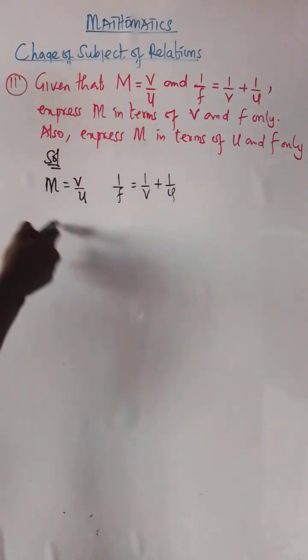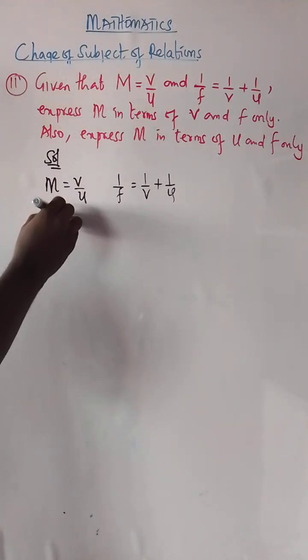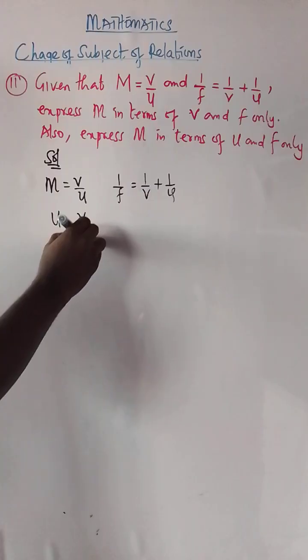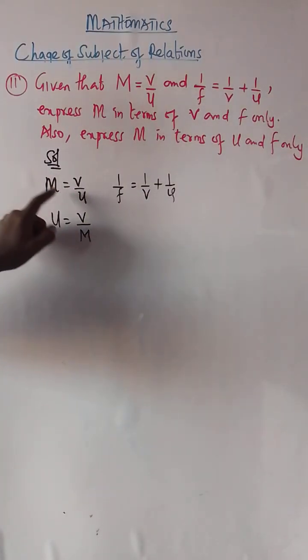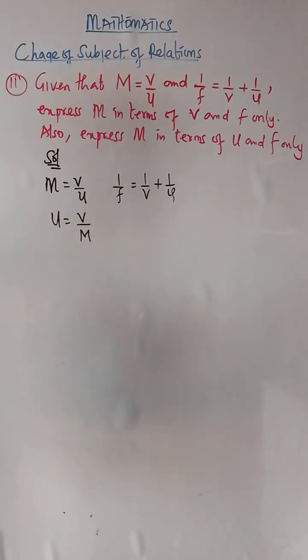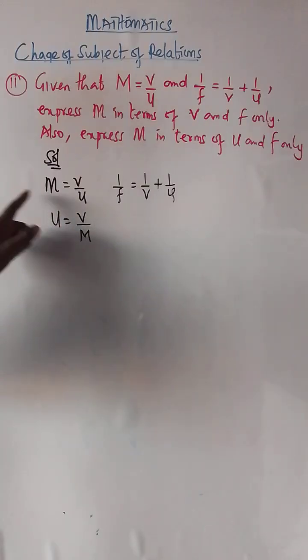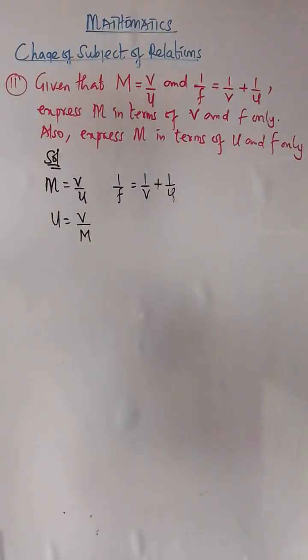So from here, if you make U the subject, U becomes V over M. Note this shortcut in mathematics, it is allowed. When we have something like this, we can swap. You can bring this U here, this M here, very quick. So we are going to avoid 2 steps, cross multiplication, divided both by M. So that's U. So we now come back here.